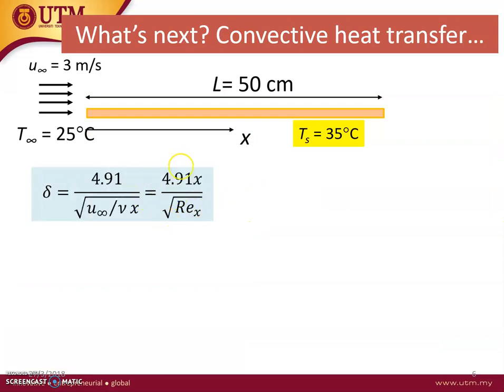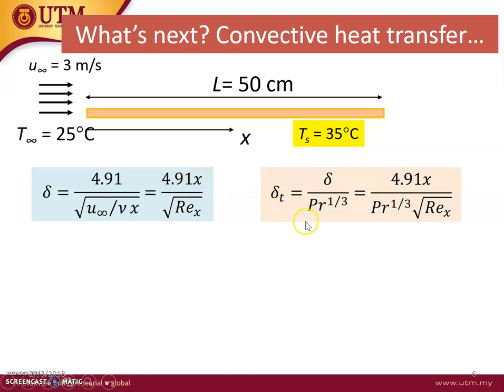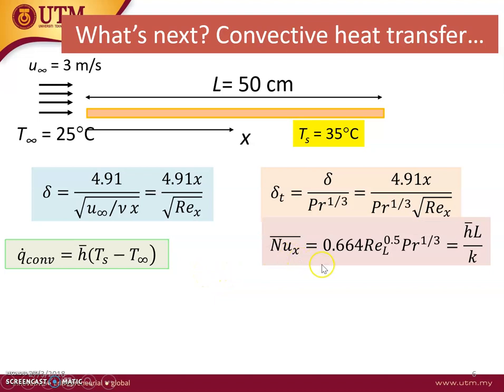So, with that information, you may determine the thickness of the velocity boundary layer anywhere along the plate. If it's at the edge, you can put your 0.5 meter here. You may determine your thermal boundary layer and perform the heat transfer analysis using Newton's law of cooling. But to get the average heat transfer coefficient, you need to first get your average Nusselt number.